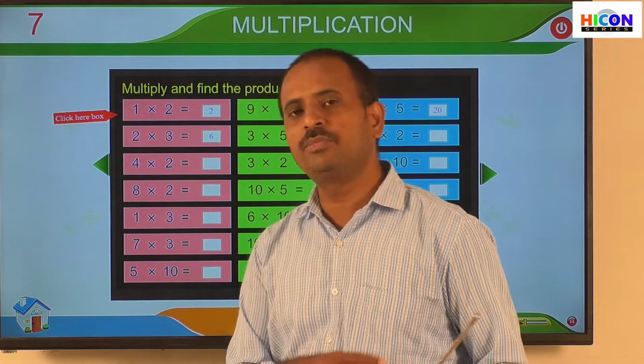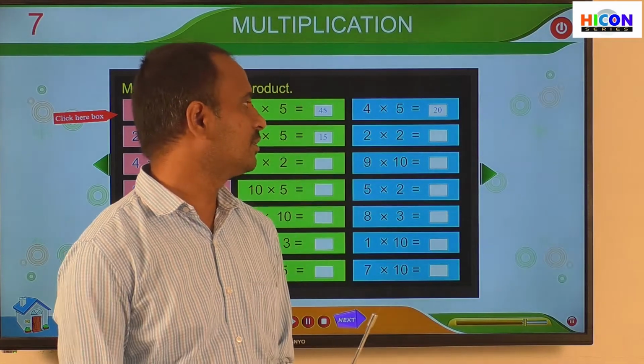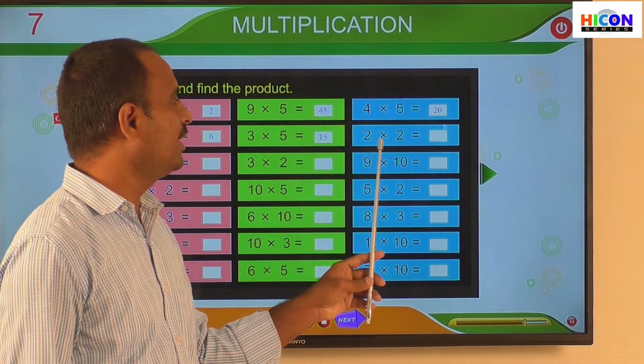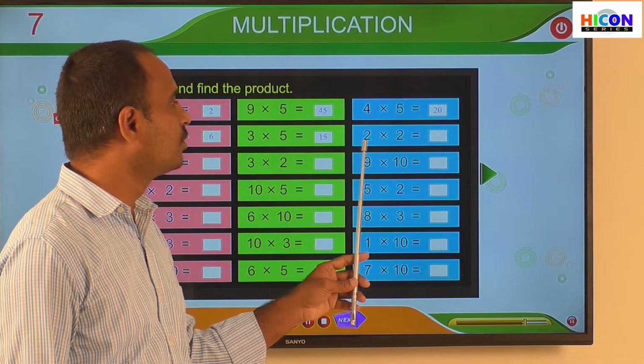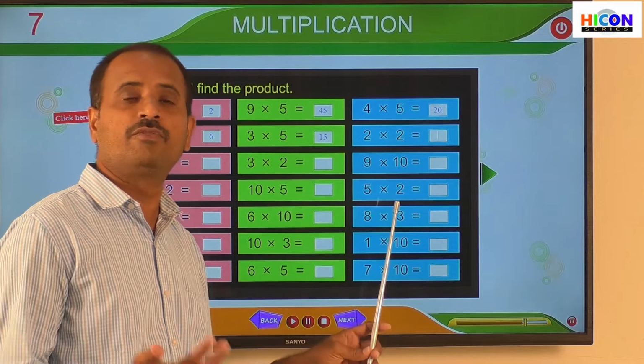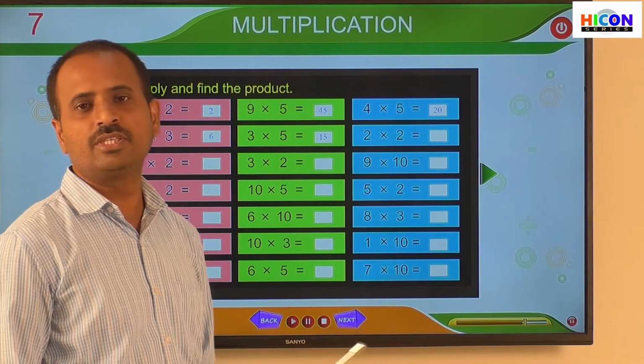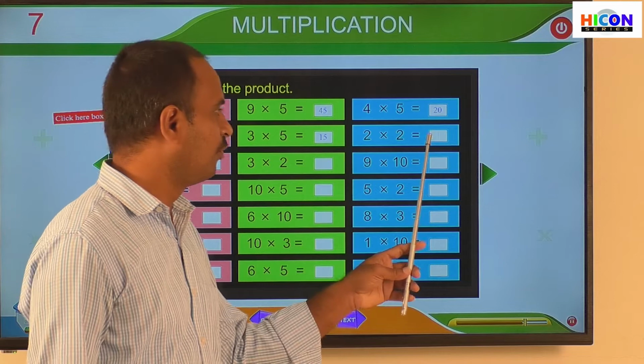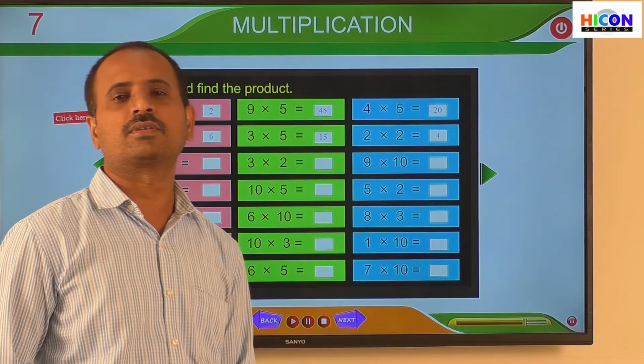And see the next example. That is the next multiplication. That is 2 into 2. That means 2 2s are. So this is the table of 2. In the table of 2, 2 2s are how much? 2 2s are 4. So write 4 in that box.